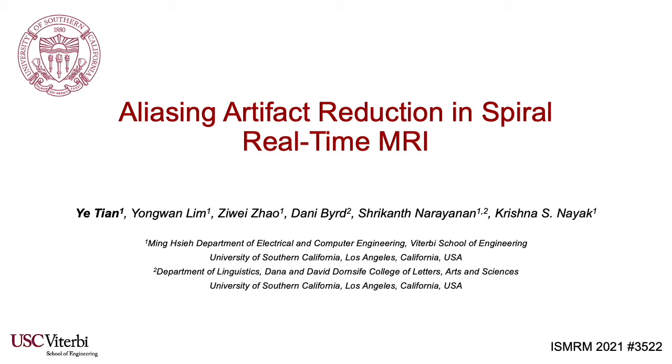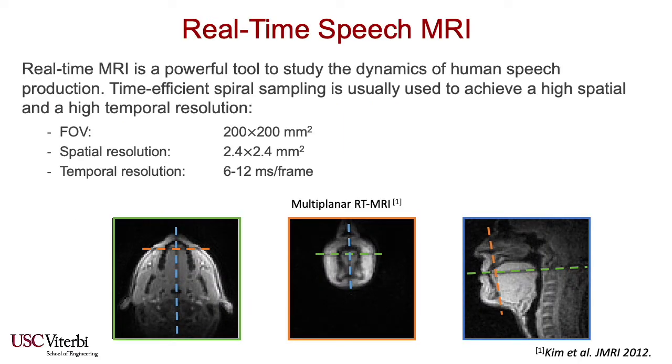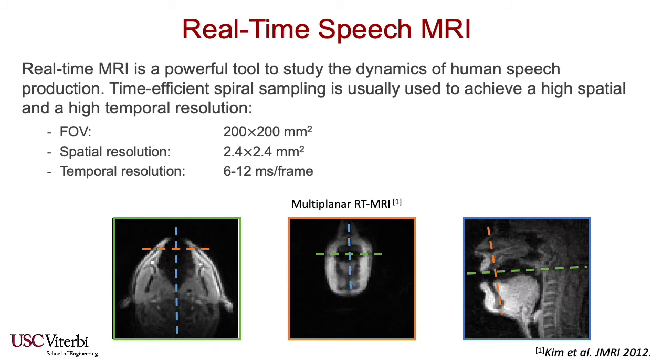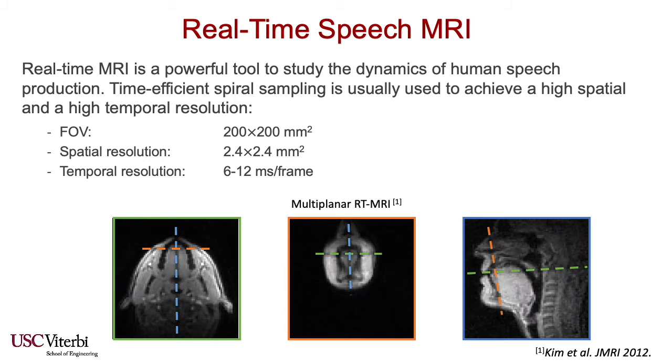Welcome to the presentation of aliasing artifact reduction in spiral real-time MRI. Real-time MRI is a powerful tool to study the production of human speech. Time-efficient spiral sampling is usually used to achieve a high spatial and high temporal resolution.